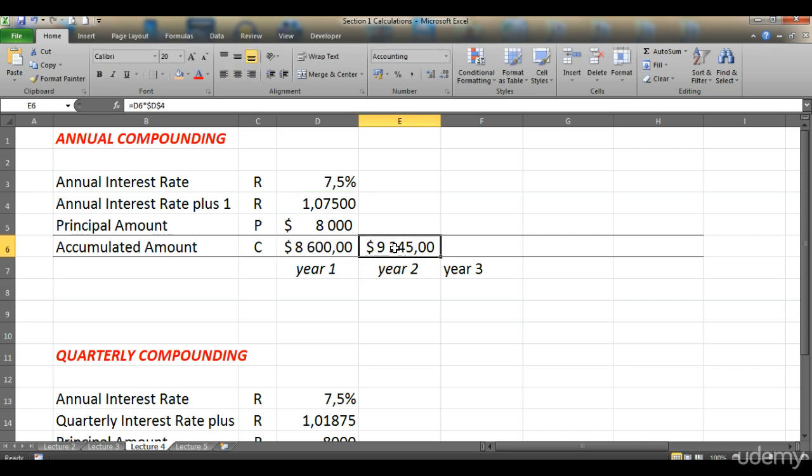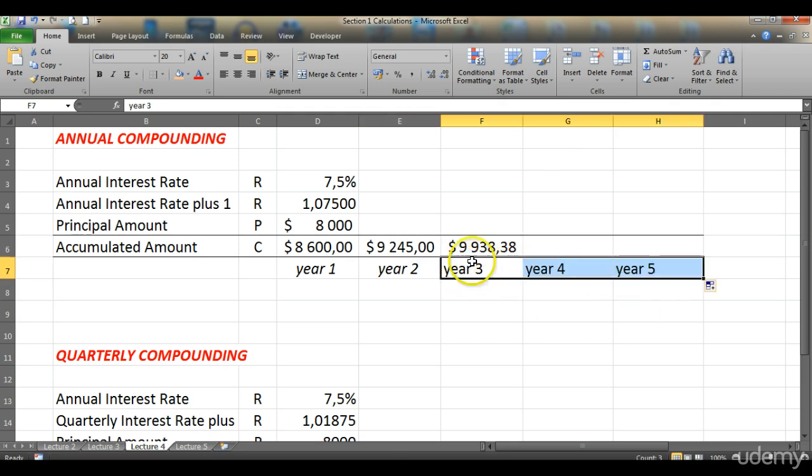The second year, the formula is almost the same. Instead of the principal amount at the beginning, we multiply the accumulated amount from year 1 by the annual interest rate plus 1. And we get the accumulated amount for year 2. And if we drag this to year 3, we will get the result for year 3. And we can extend this for as many years as we need.